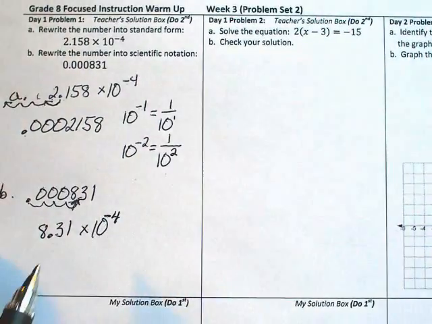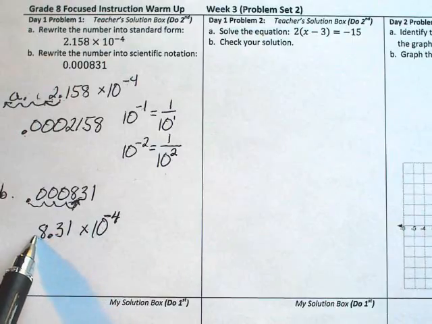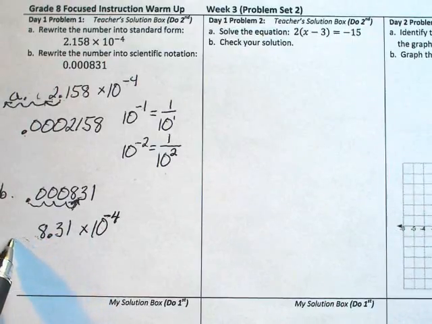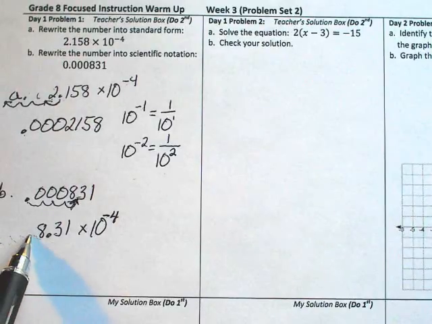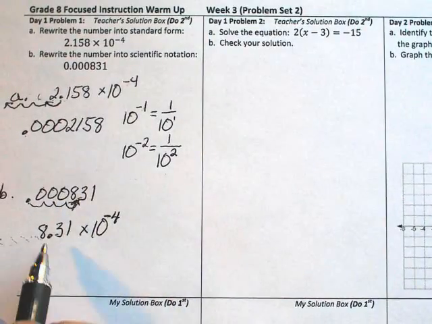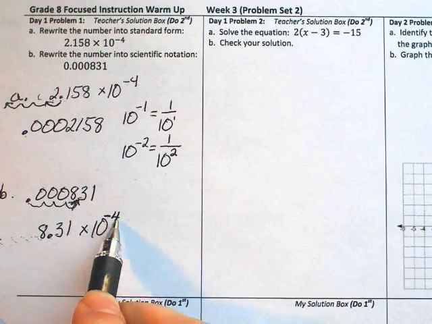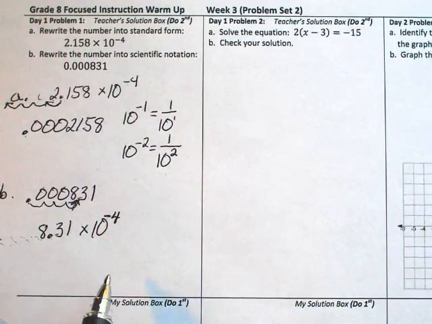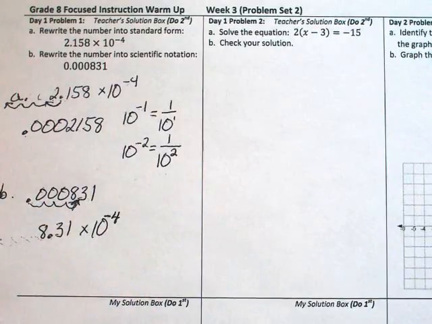Again, a negative exponent manipulates the decimal point by moving it to the left 4 spots, and that's how it could end up being 0.000831, which is what this number was. So 8.31 times 10 to the negative fourth power is the scientific notation version of this number here.